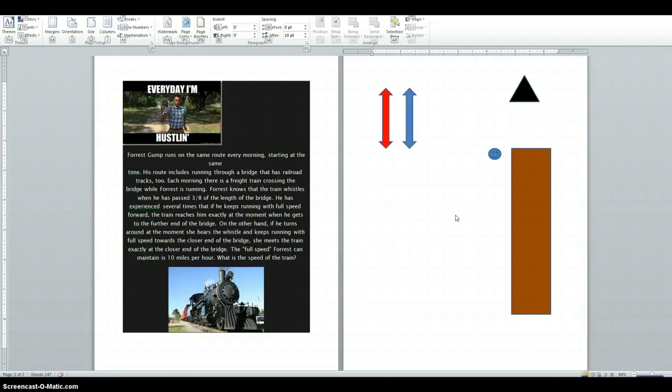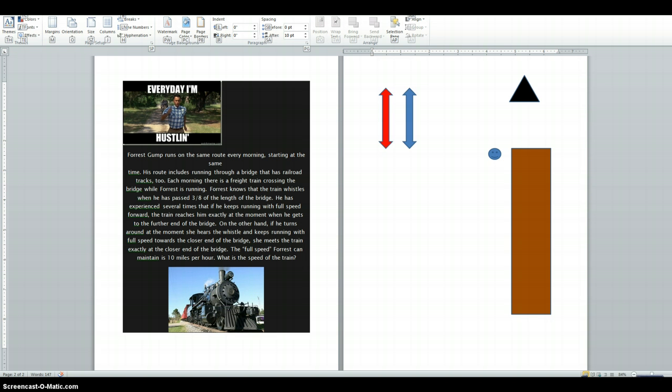Okay, so I just read the problem and I'm trying to think about some of the given information, how I can use the given information to come up with a solution. So I drew a little basic picture here. Let's call the train our triangle. We also have our brown bridge, and this is Forrest Gump right here. So let's get started.